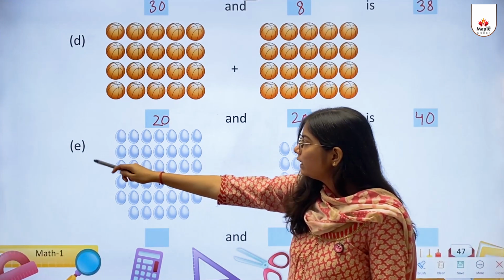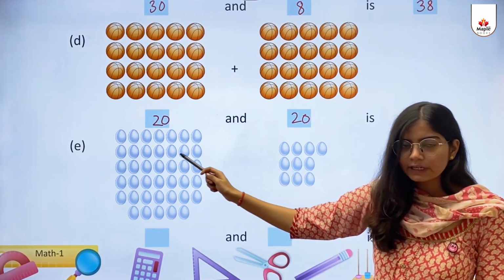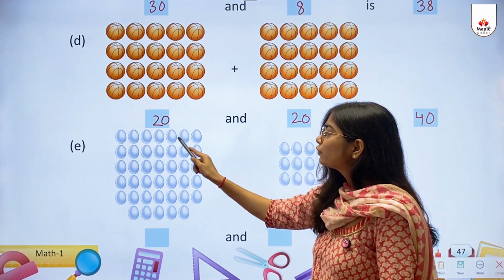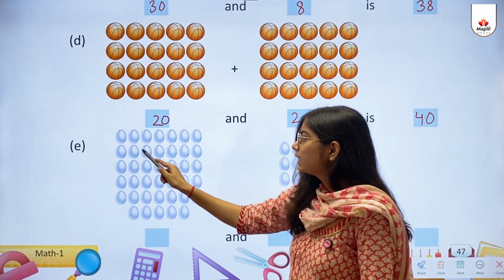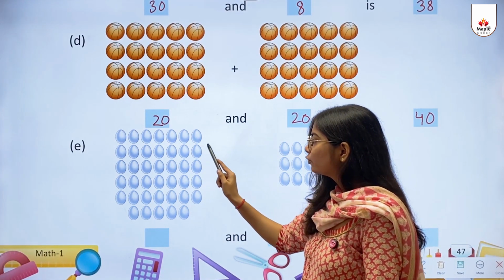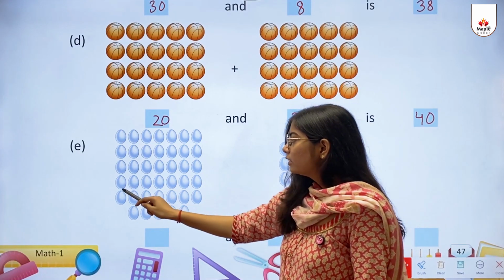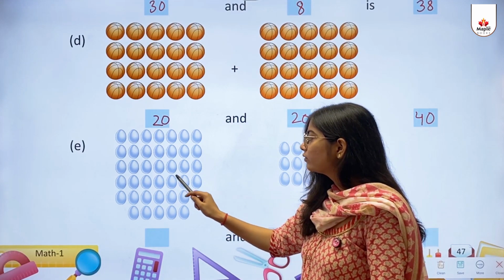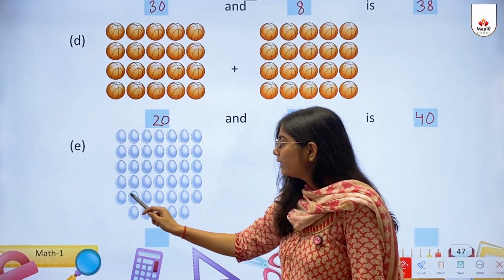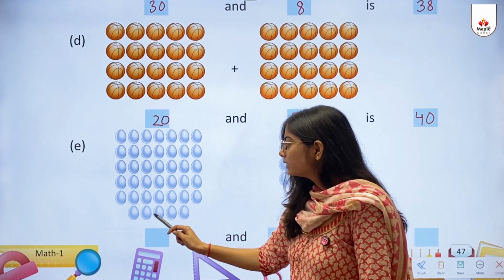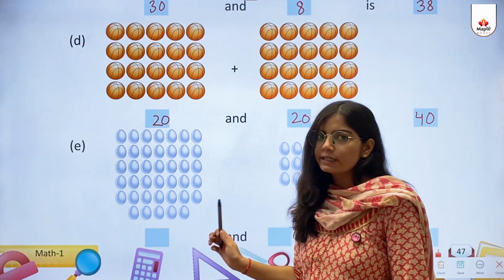Then we have E. We have eggs here. We will count how many eggs are there. 1, 2, 3, up to 20, 21, 22, up to 40.